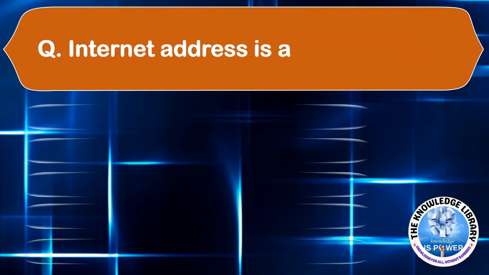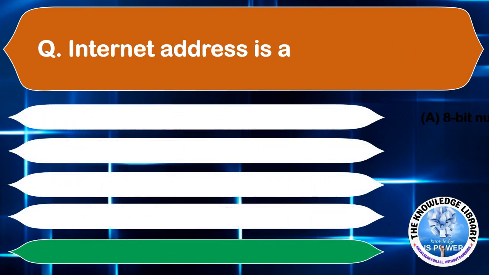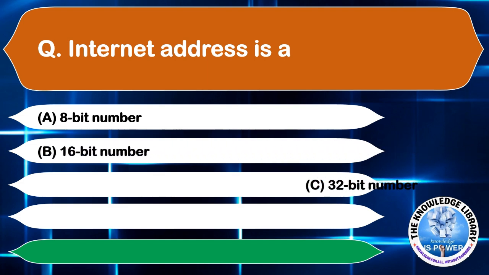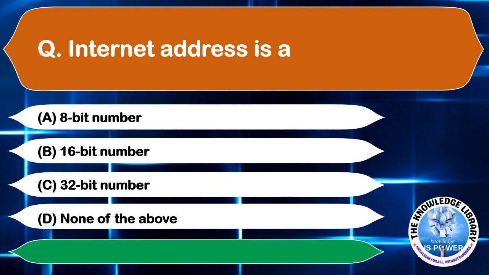The next question is, internet address is a option A, 8-bit number, option B, 16-bit number, option C, 32-bit number, option D, none of the above. The correct answer is option C, 32-bit number.